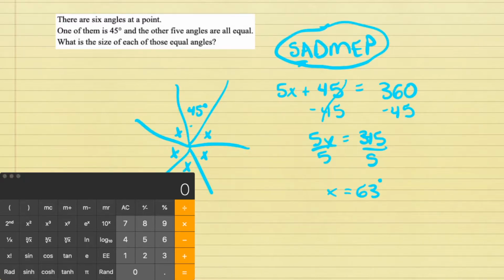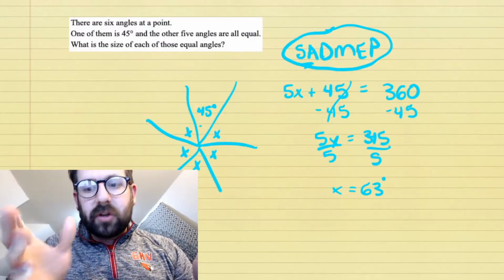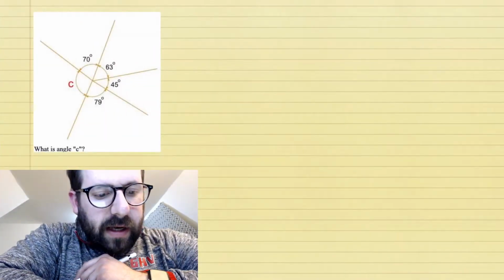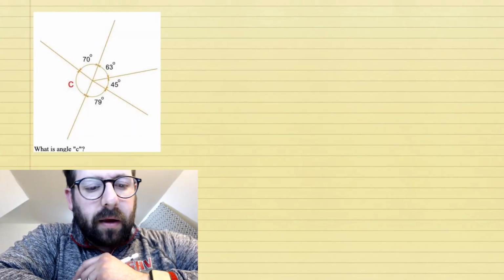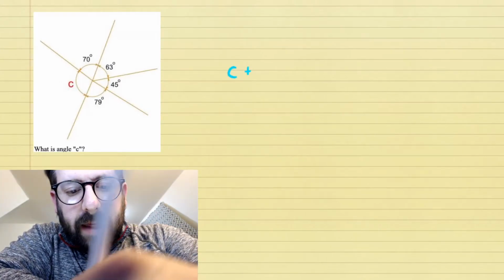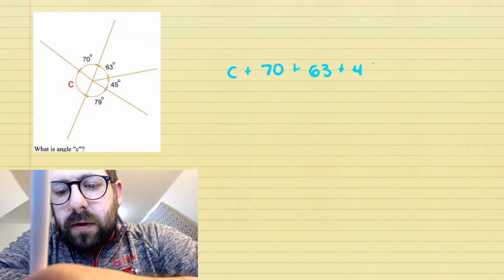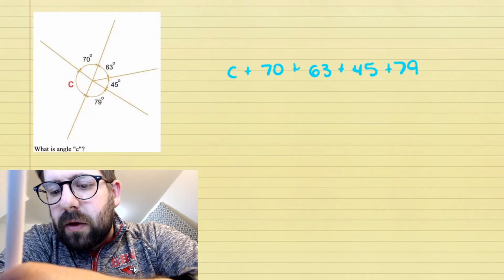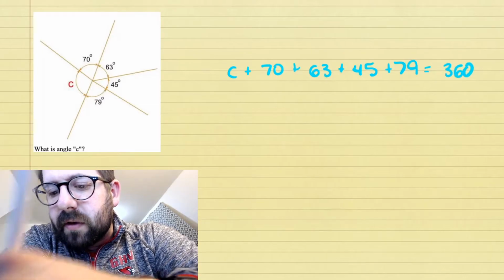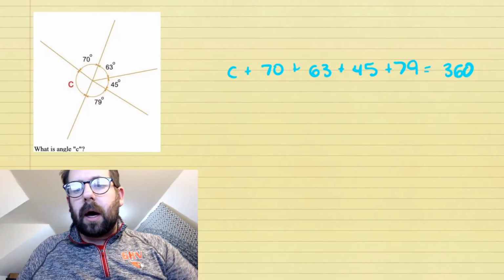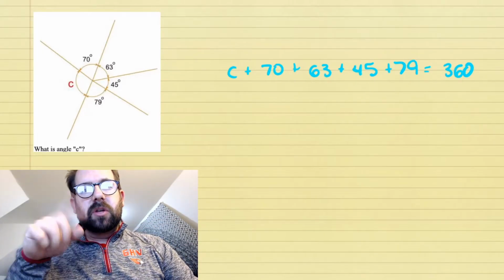Okay. Now, let's go to our next one. So, next angle, we want to find angle C. So it's kind of like before. We have a bunch of angles here. We're going to add these all up. Let's see, 79. And this should make 360 again because it is a full circle. So if I add these up, I'm going to subtract them from 360 here.